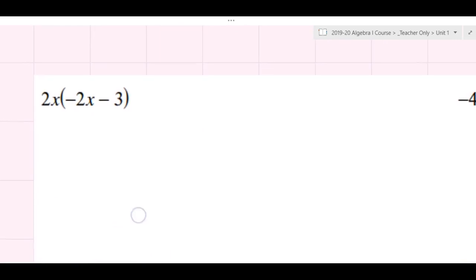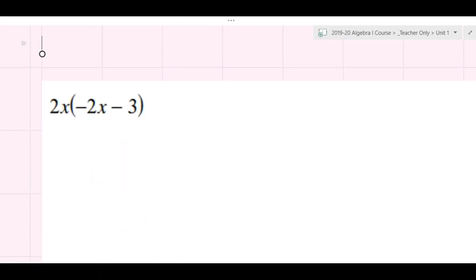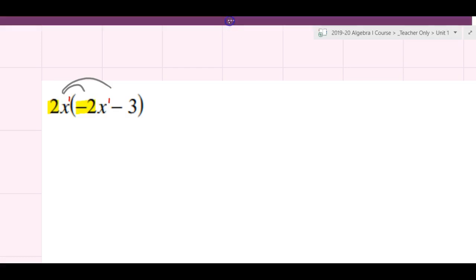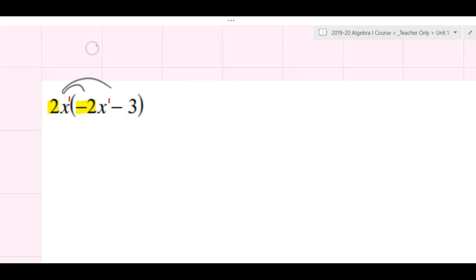Alright, on to multiply. When we multiply one term by multiple terms, we distribute. This is review. When I multiply 2x times -2x, I multiply the numbers and add the exponents on like variables. Both of these x's have an invisible exponent of 1. So I get 2 times negative 2, which is negative 4, x to the 1 plus 1, which is 2.